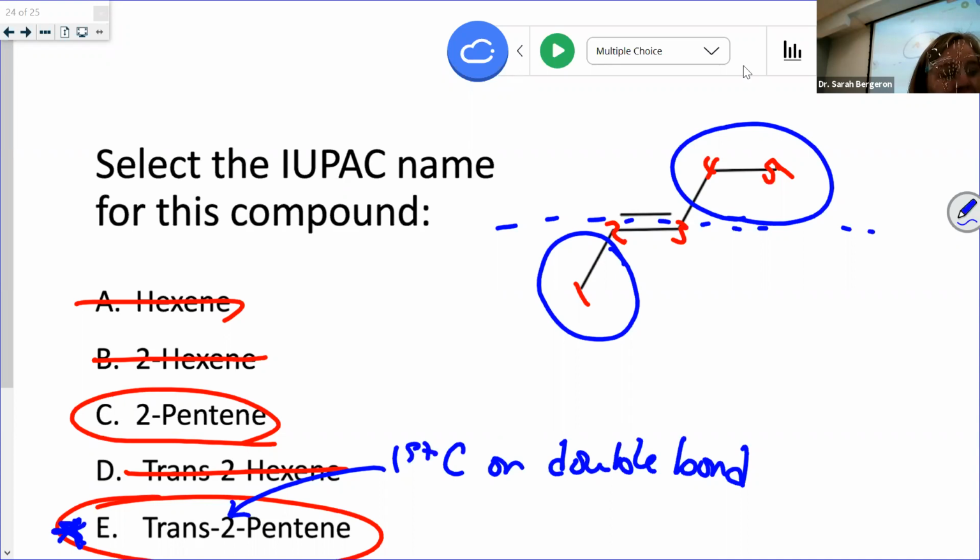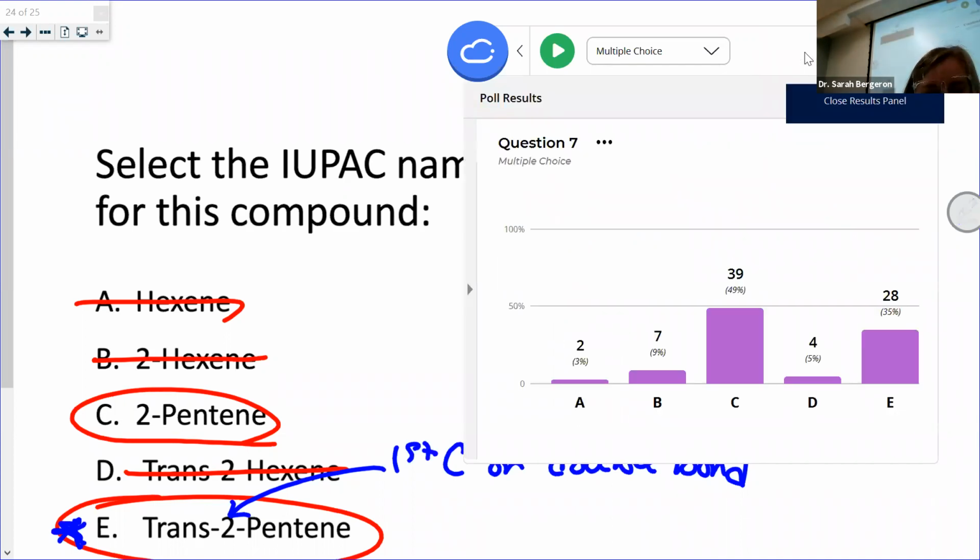Okay. All right. So what do we got? Y'all were close. See, y'all eliminated A, B, and D just because you knew it wasn't hex, because you knew it was pent. Then you had to pick between the 2. So that was really good.